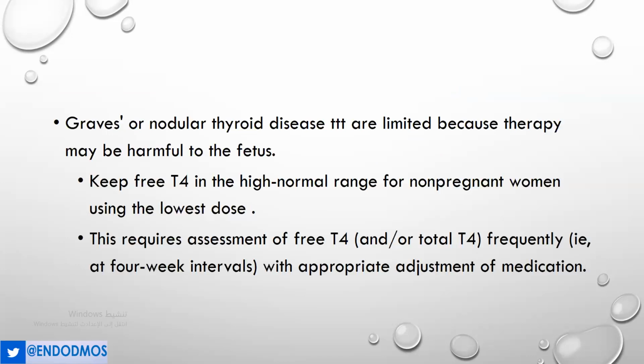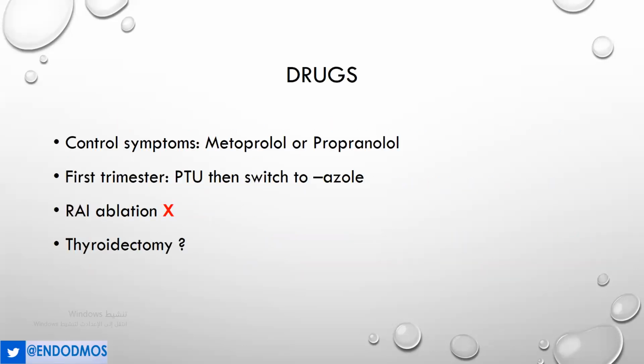Graves or nodular thyroid disease treatment options are limited because therapy may be harmful to the fetus. Keep free T4 in the high normal range for non-pregnant women using the lowest dose. This requires assessment of free T4 frequently with appropriate adjustment of medication. Regarding drugs, usually you can use a beta blocker to control symptoms. In the first trimester, as we mentioned before, PTU; then after the first trimester, go for carbimazole or methimazole. Radioactive iodine ablation is contraindicated. Thyroidectomy may be indicated, especially in the second trimester in a special situation.